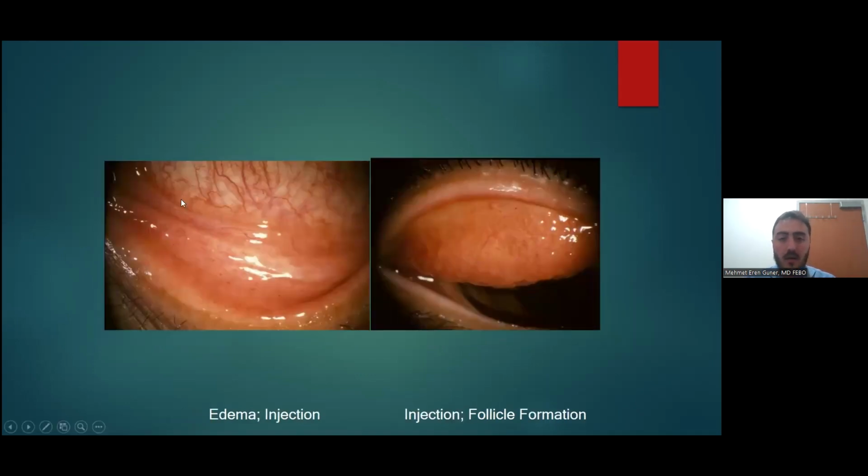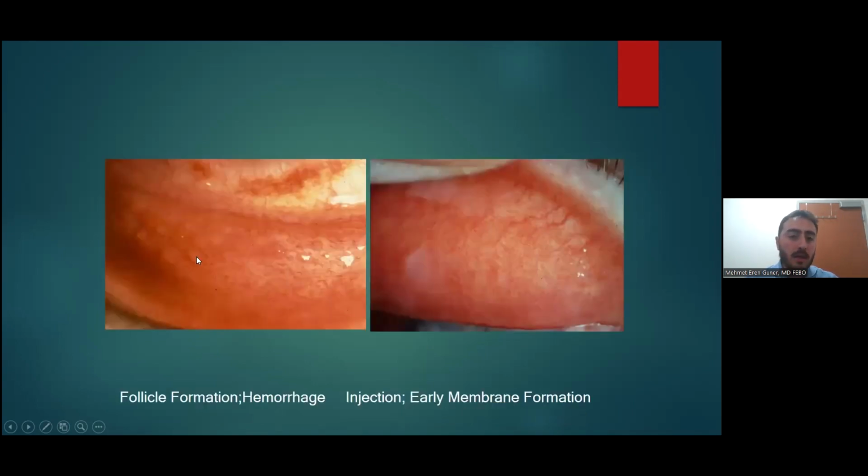Again, more edema on the eye, more injection, and follicles again. You can see the follicles here all over the upper lid. You can even see here how they shine through the light. The follicles are an elevation of the conjunctiva. And again, you can see severe follicles here. And then there is an early membrane.